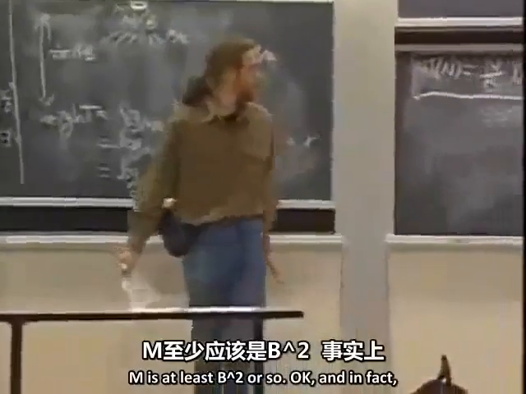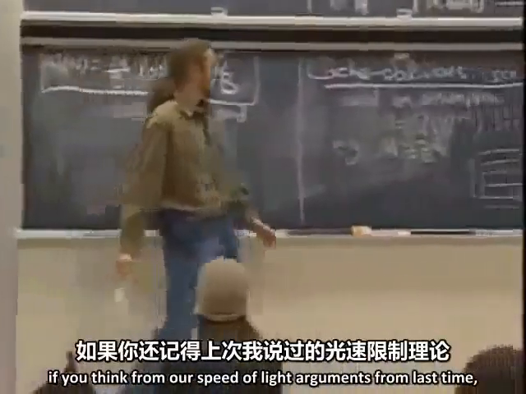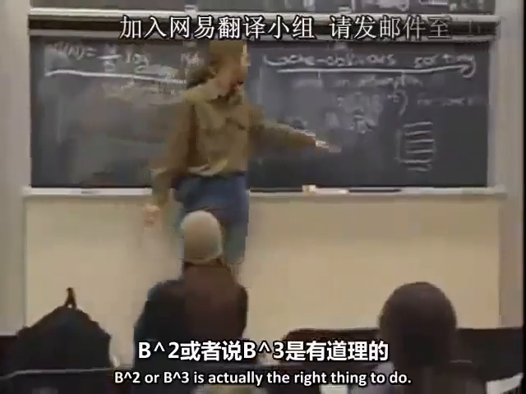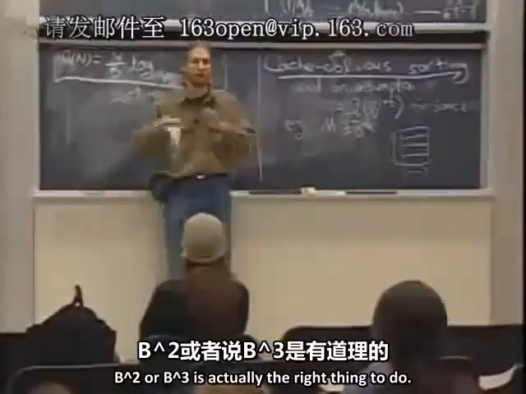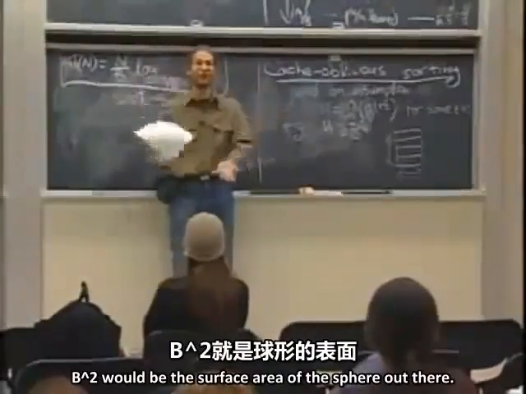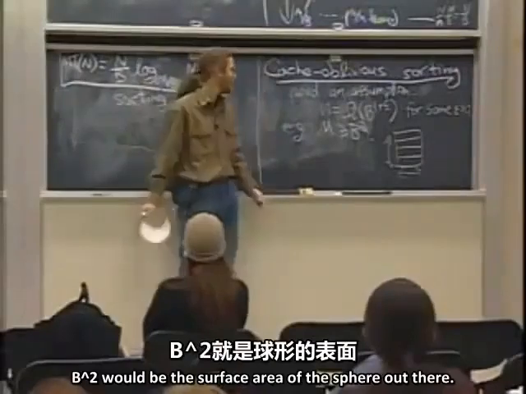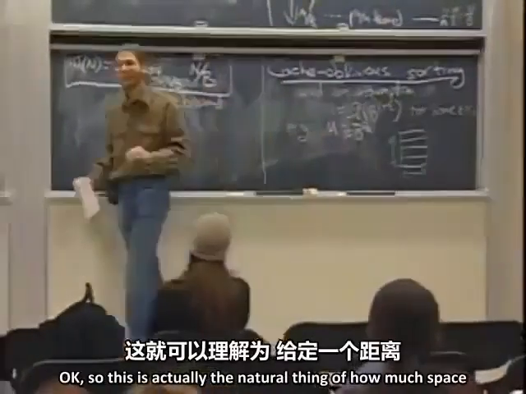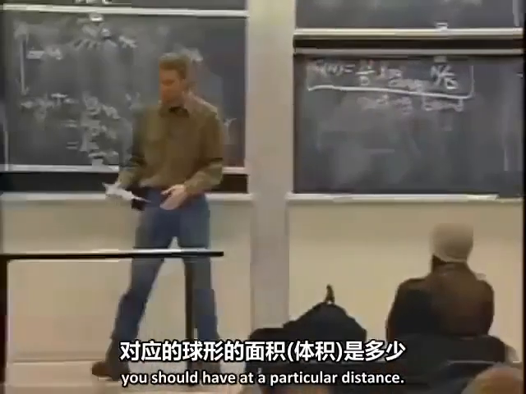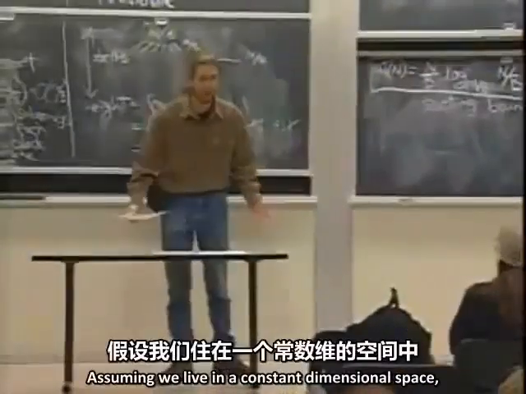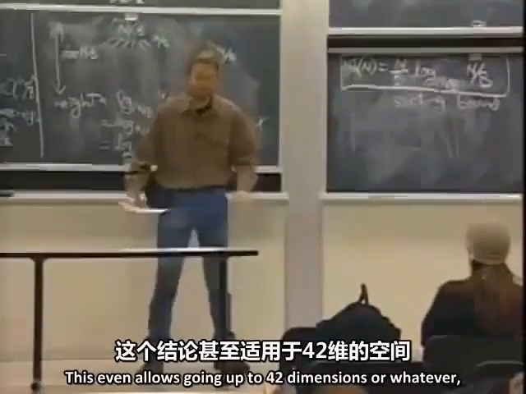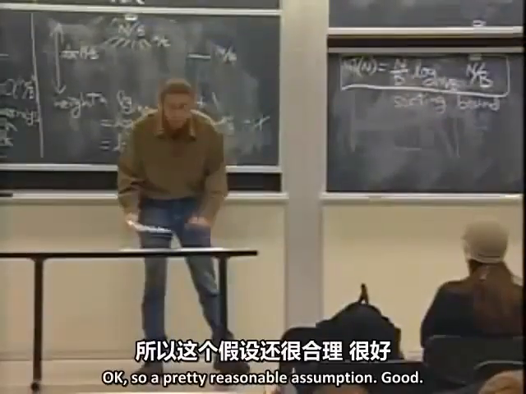Okay? And in fact, if you think from our speed of light arguments from last time, b squared or b cubed is actually the right thing to do. As you go out, in 3D, b squared would be the surface area of the sphere out there. So this is actually the natural thing of how much space you should have at a particular distance. Assuming we live in a constant dimensional space, that assumption will be true. This even allows going up to 42 dimensions or whatever. Okay, so pretty reasonable assumption.